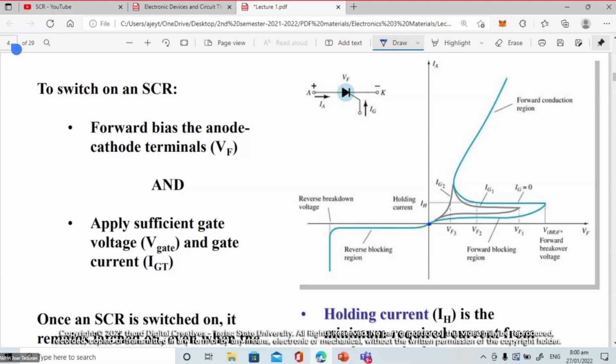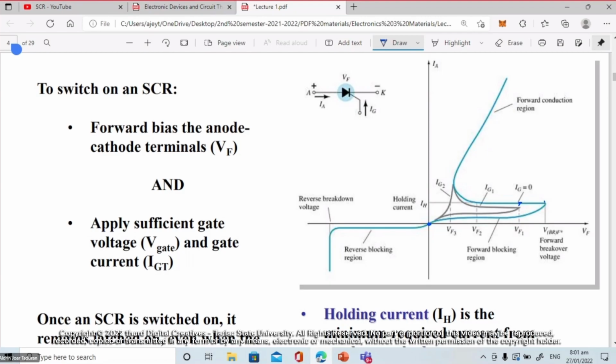This is the time when the voltage enters the conduction region. In this part IG is still 0, so there is still no gate current at this time, but conduction is already starting in our SCR.